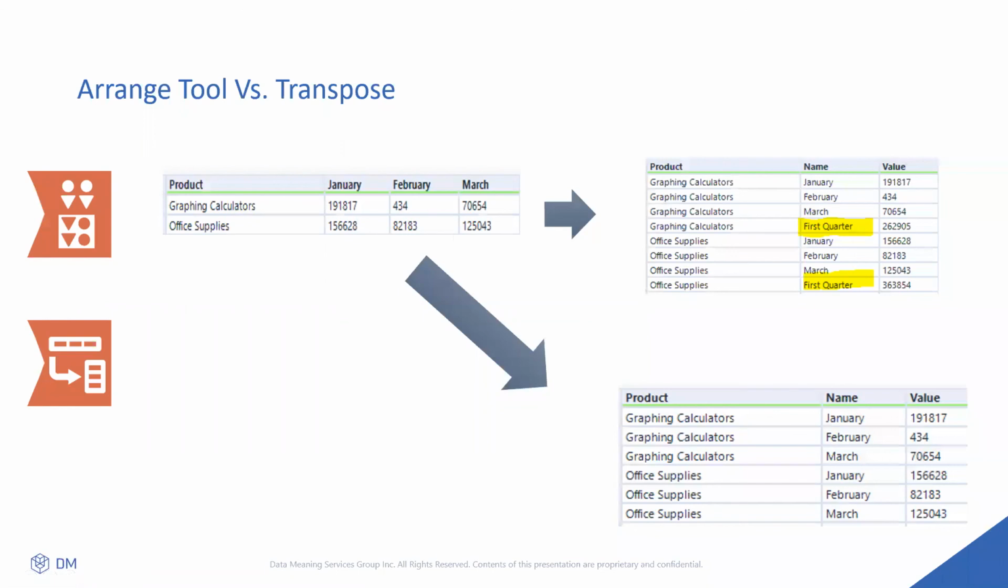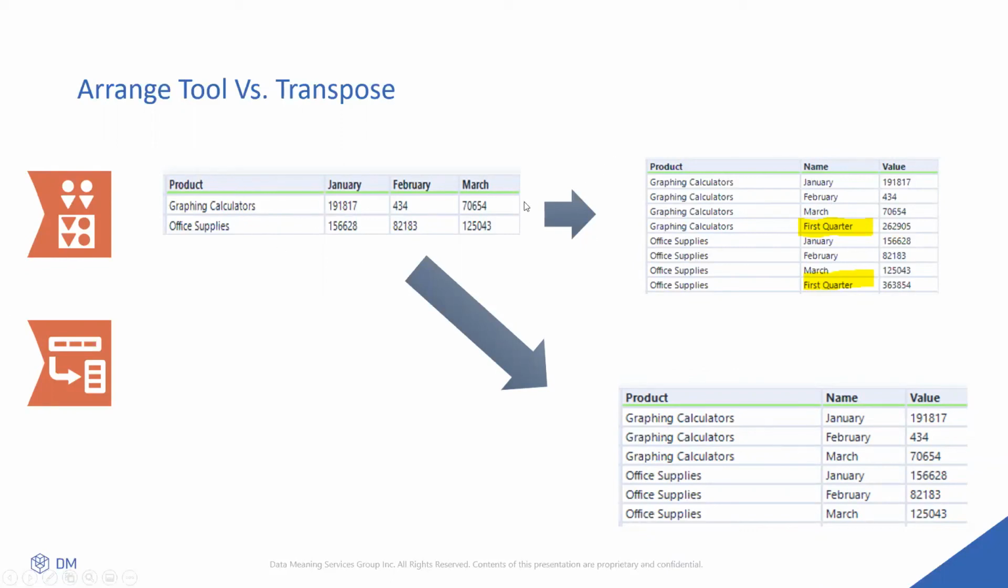Well, the arrange tool is similar to the transpose tool in that you're designating from your original data set, in this case where we had multiple months, and you're going to transpose that data to show one column with multiple rows, one for each month. But here's the difference between the two.